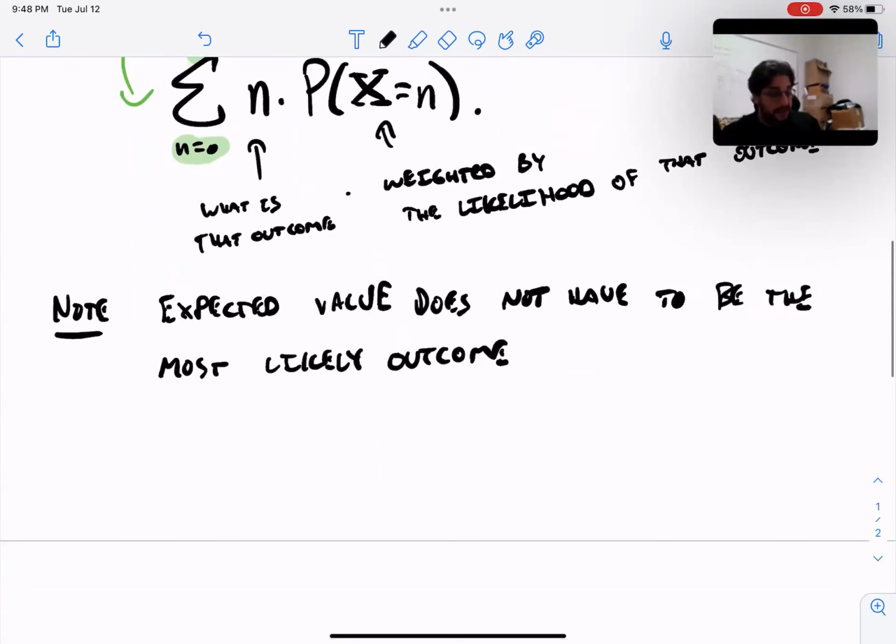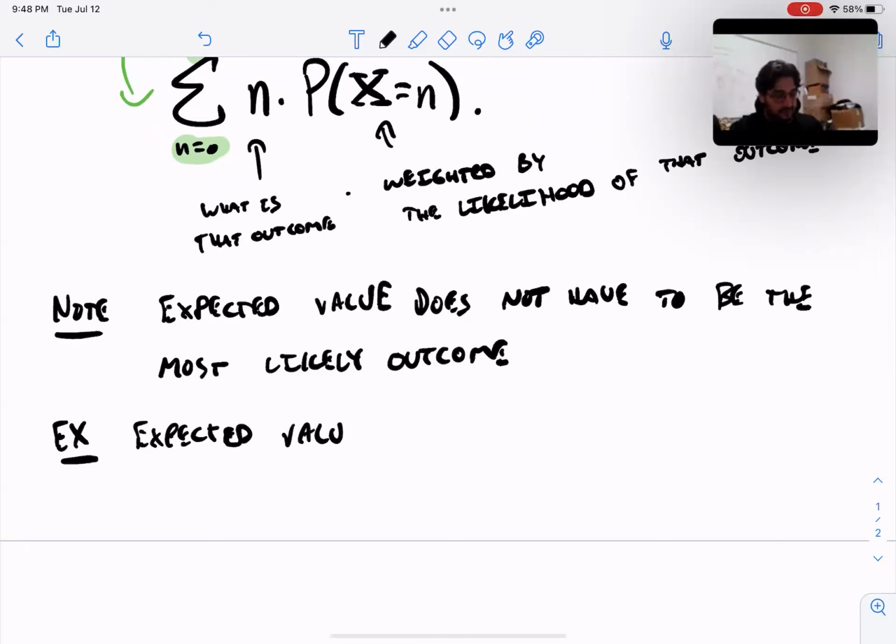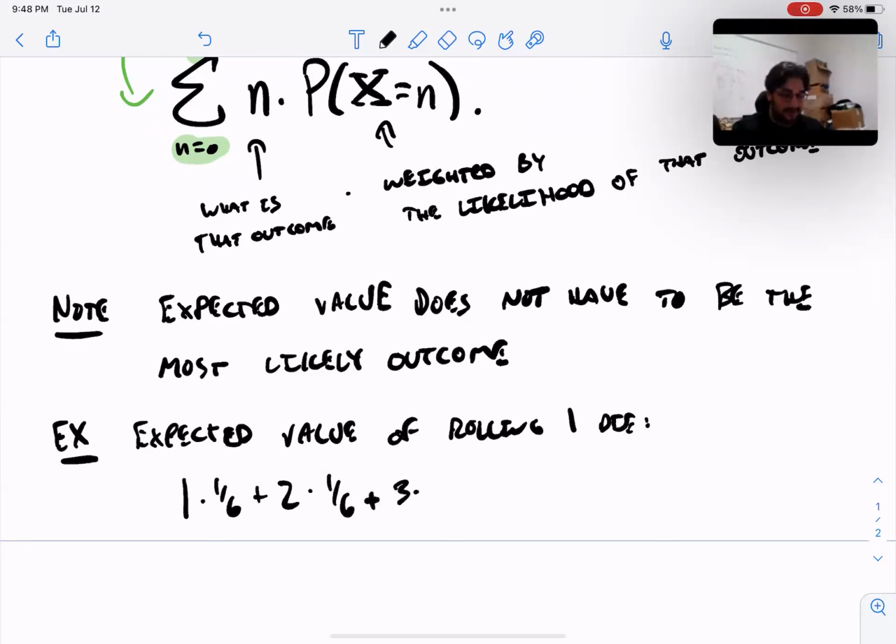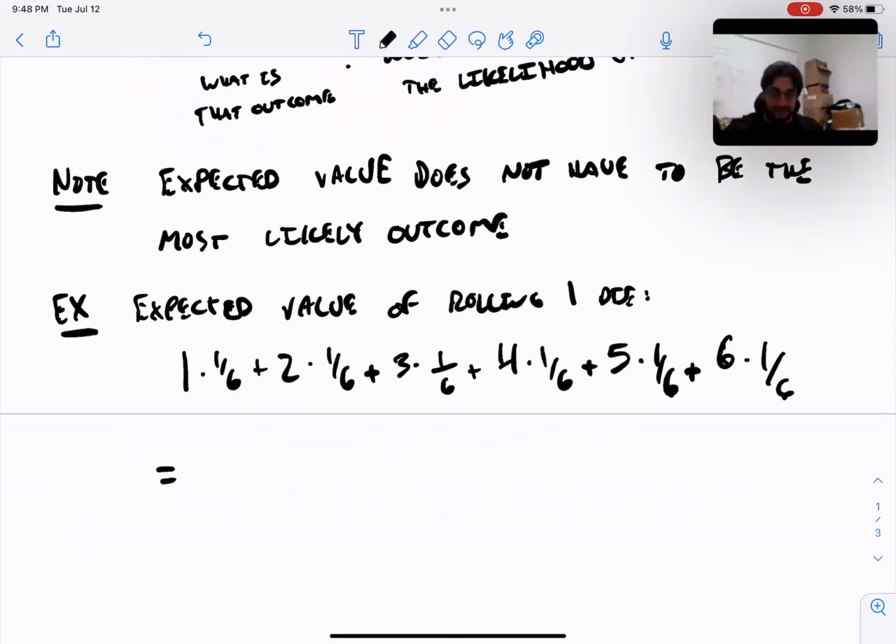So here's again a tiny little example. Suppose you said, what's the expected value of rolling just one die, a standard six-sided die? Well, what are all the possible outcomes? You could roll a one, and that happens a sixth of the time. You could roll a two, which happens a sixth of the time. A three, a sixth of the time. A four, a sixth of the time. A five, one sixth of the time. Or a six, a sixth of the time. And if you grind out all the numbers there, you get 3.5. So that's the expected value of rolling one die.